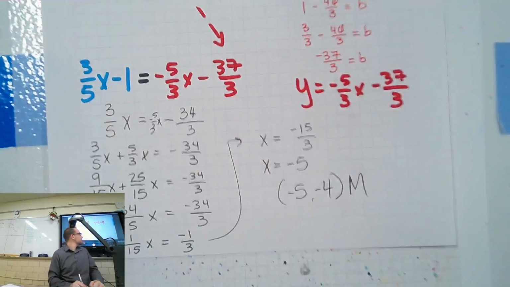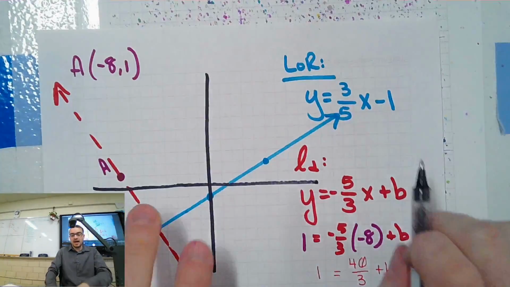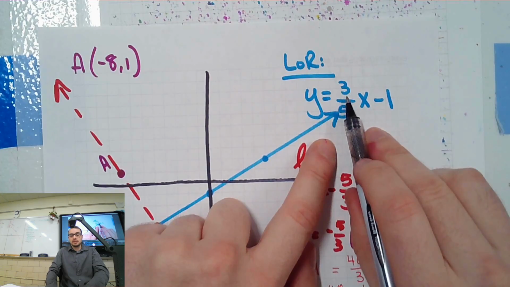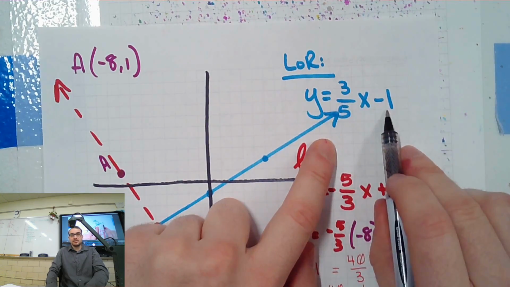This is our midpoint. I'll do that again. I plugged in negative 5. Negative 5 divided by 5. Negative 1 times by the top. Negative 3, subtract. Negative 4. So that's our midpoint.